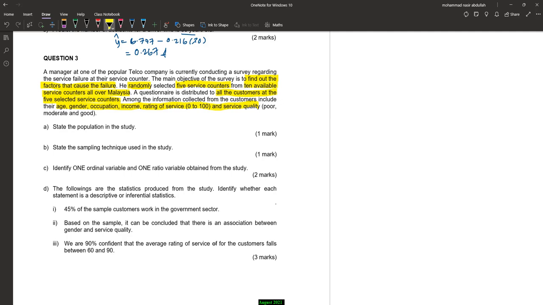Right. So now what the question asks us, what is the population in this study? So the population in this study should be all customer who subscribe lah, subscribe the telco service lah, right, in Malaysia.